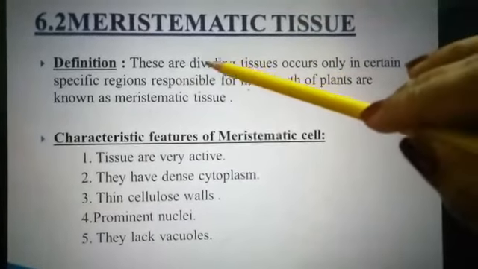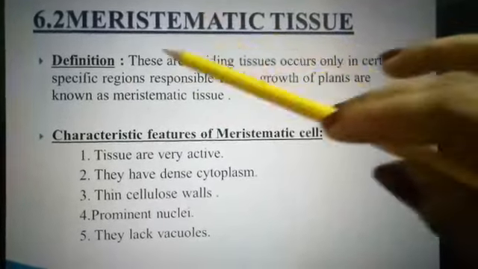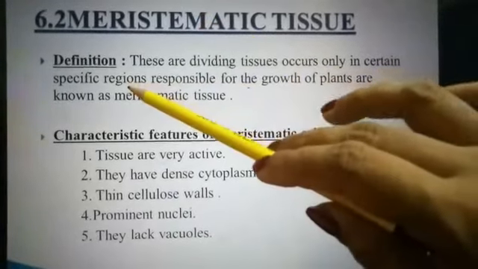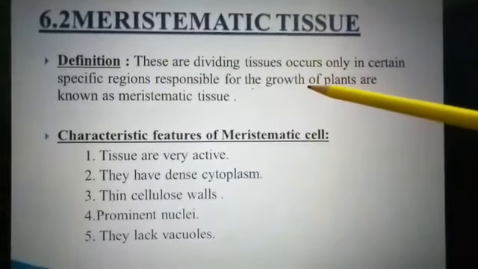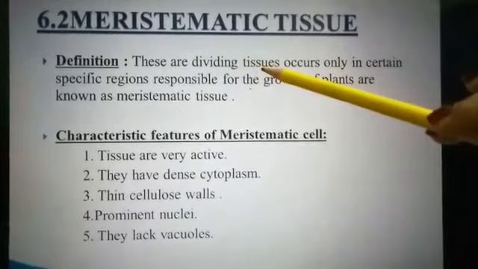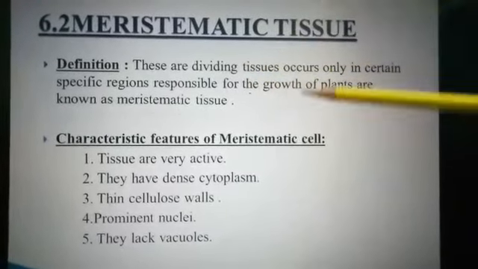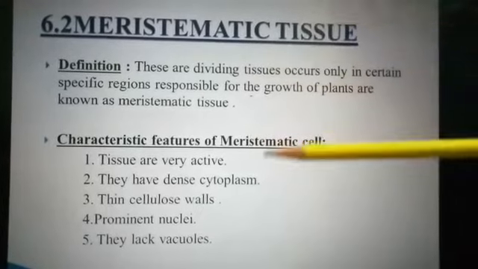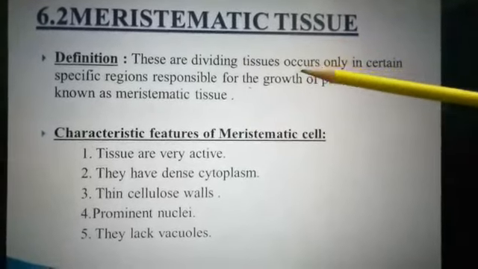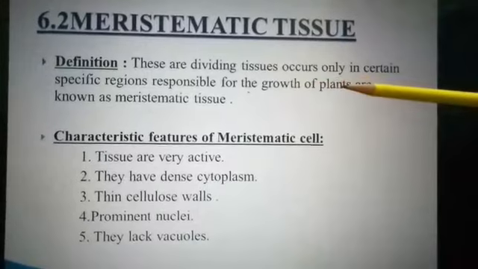Clear? So we have three important lines. Meristematic tissue is present only in specific regions. They are responsible for the growth of the plant and they are dividing tissues. They divide and they increase in number. They are responsible for growth because they divide.